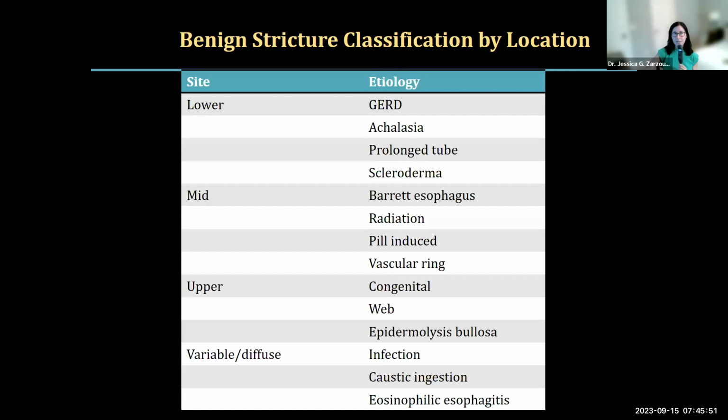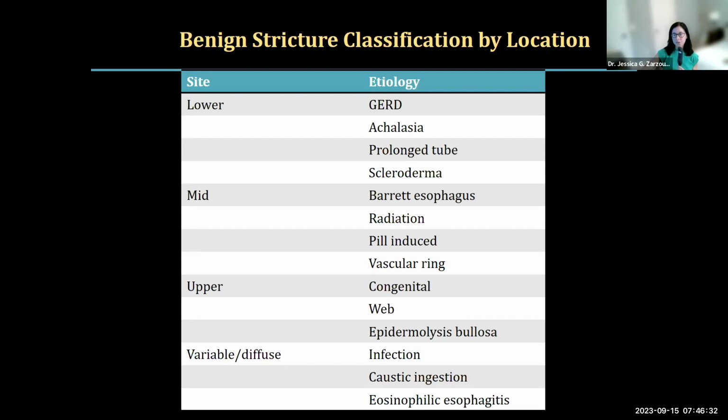So just to recap, looking at benign strictures, looking at the location. In the lower esophagus, the most common etiologies for a benign stricture are peptic strictures as a result of gastroesophageal reflux, achalasia, a prolonged nasogastric tube, and scleroderma leading to peptic strictures. In the mid-esophagus, the most common types of strictures are Barrett's esophagus, radiation-induced strictures, pill-induced strictures, and vascular rings. In the upper esophagus, the most common strictures we see are congenital strictures, cervical esophageal webs, and blistering skin disorders.